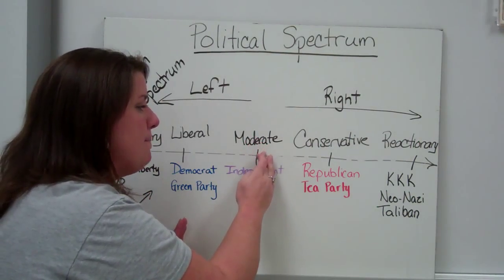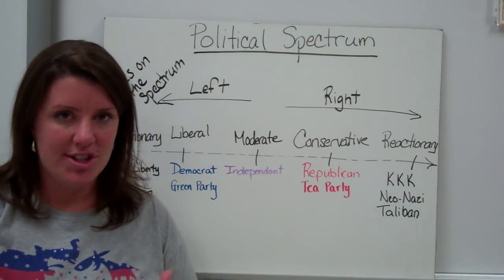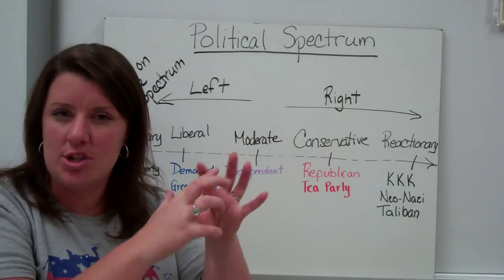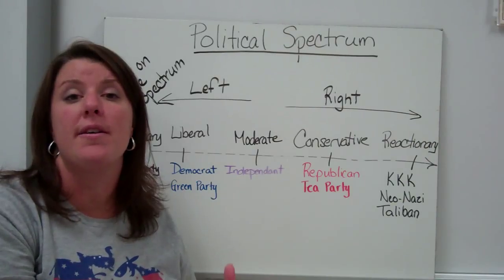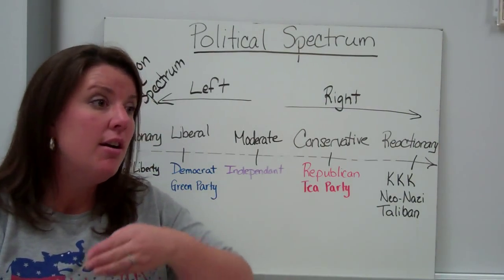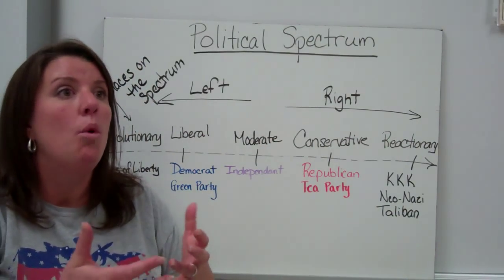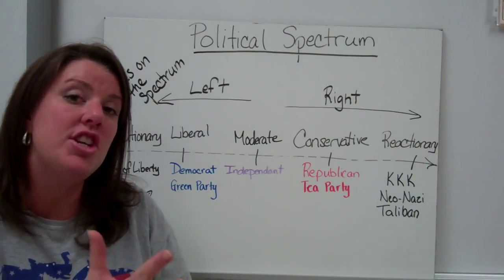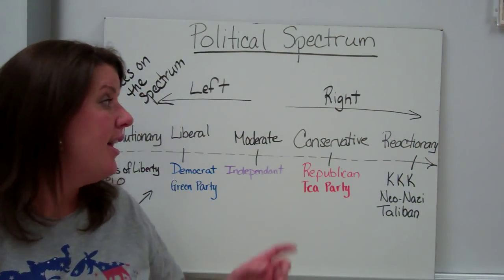Next, you have moderate. A moderate is a very interesting place on the spectrum because there are not specific characteristics for someone who's a moderate. It all depends on what the issue is. Money towards the military? I think we should have some. What about gay rights? I might feel this way. They're going to take a look at each issue and make their decision based on that.